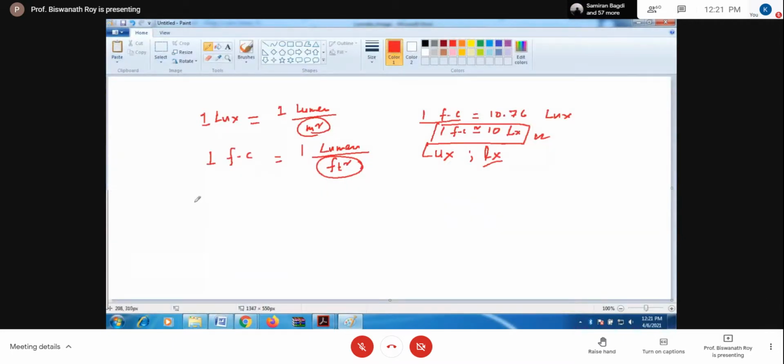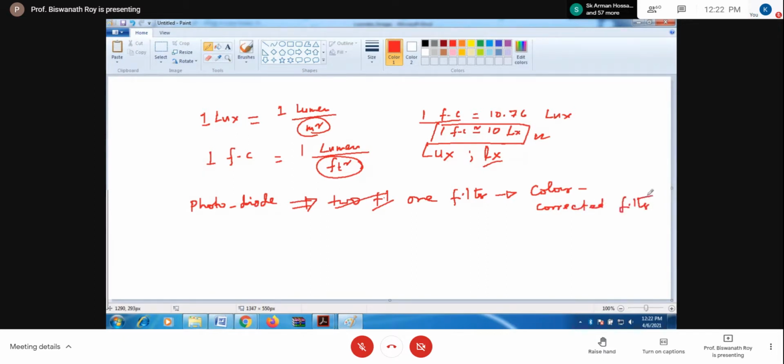The photodiode, and over the photodiode there are filters. One filter we call the color corrected filter. What is the role of the color corrected filter?